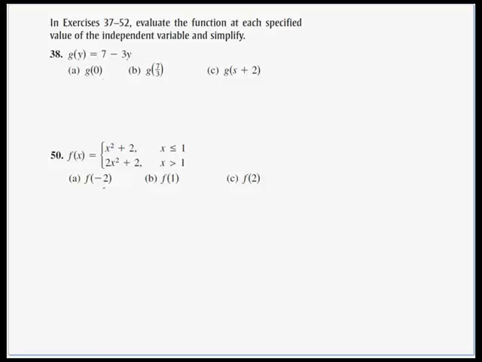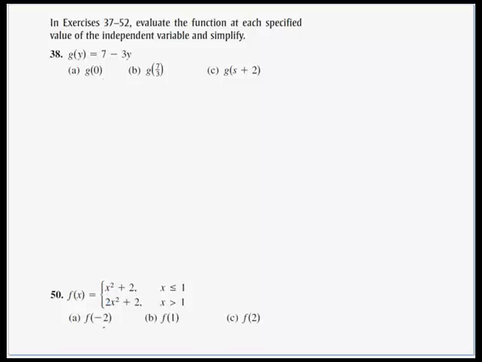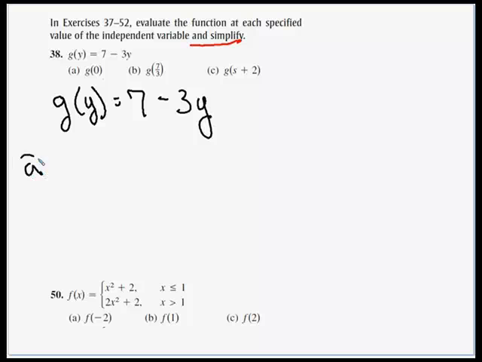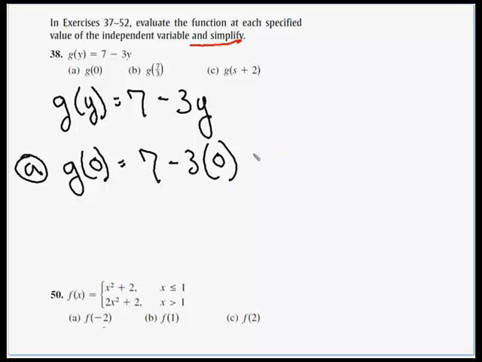Number 38. Evaluate the function at the specified value and simplify. Ooh, and here it says and simplify. That's a little different from the ones we did. So here is our g of y function. That is 7 minus 3 times y. So letter A. G of 0 is equal to 7 minus 3 times 0. And 7 minus 3 times 0 is 7 minus 0, or just 7.